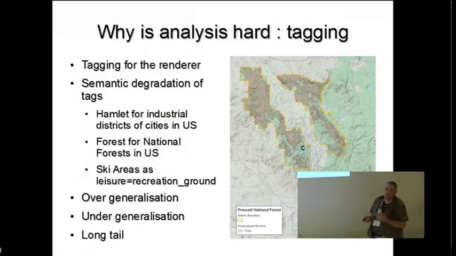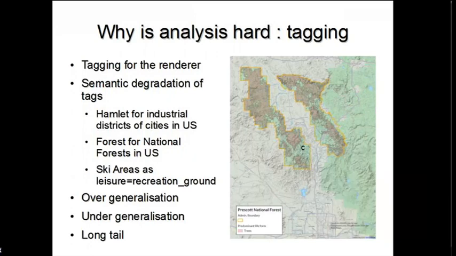Tagging. I don't need to, Kirill's already covered a lot of this ground. These are just three of my pet hates. Hamlets for post-industrial areas of American cities. Forests for US national forests. The brown areas are areas actually with trees, and the polygon with the boundary is actually what is mapped as land use equals forest in this case. And the tree data is US National Forest data.